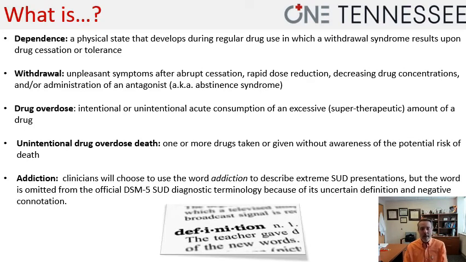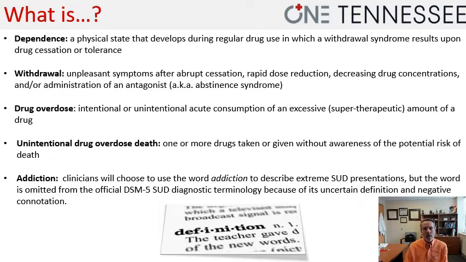We've already touched on dependence with my example using caffeine, and I've mentioned that for people taking opioids legally prescribed, 1 to 2 tablets every 4 to 6 hours, after about 3 or 4 days, regardless of body size and composition, everyone's going to develop some degree of physical dependence on that opioid product. The negative side of that is the withdrawal, which with caffeine for me is a headache. It can be any kind of unpleasant symptoms after abrupt cessation, a rapid dose reduction, or decreasing drug concentrations. Or in the context of an opioid overdose, someone being rescued by naloxone or Narcan can be put into withdrawal immediately because of the antagonistic effect of that product.